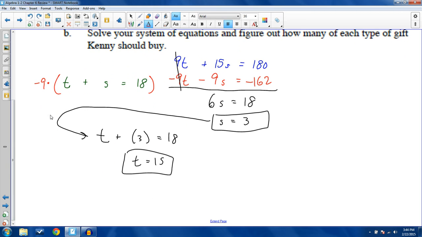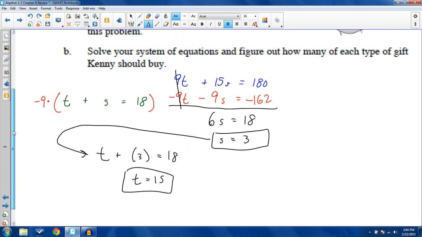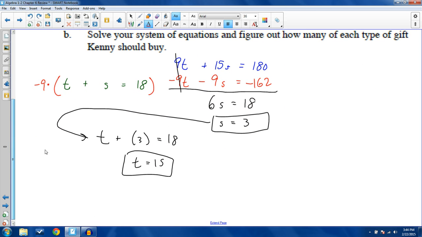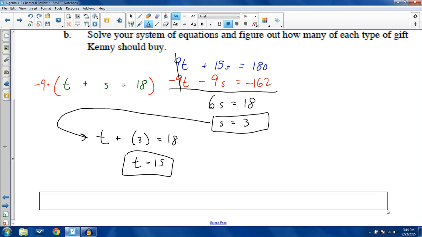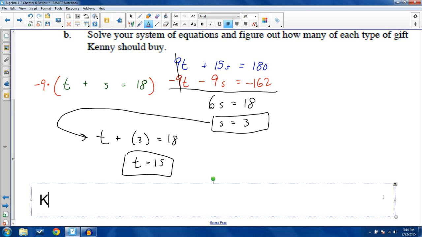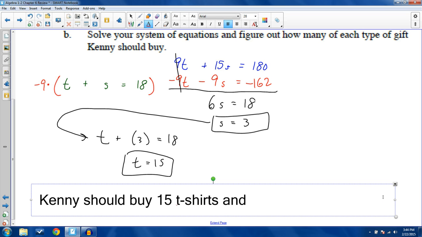So to answer the question, it's not enough to just say t and s. If they say it in words, you want to answer it in words. How many of each type of gift should Kenny buy? Kenny should buy 15 t-shirts and 3 sweatshirts.